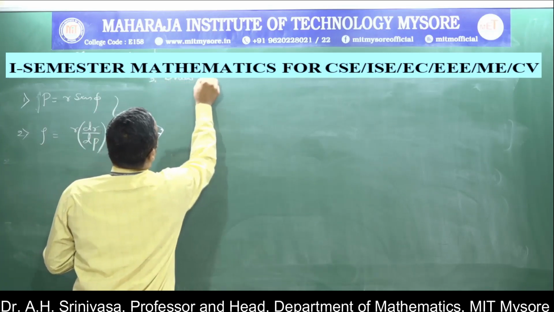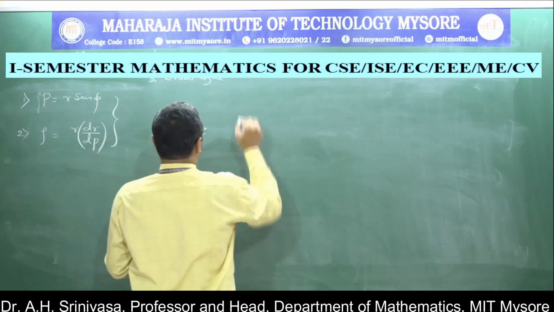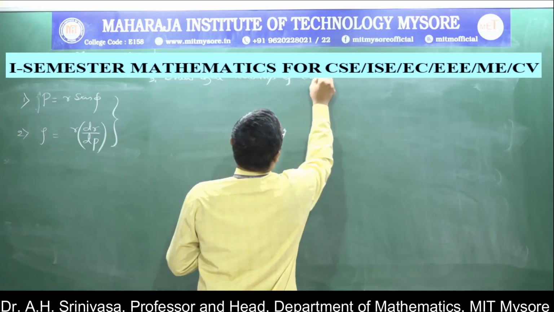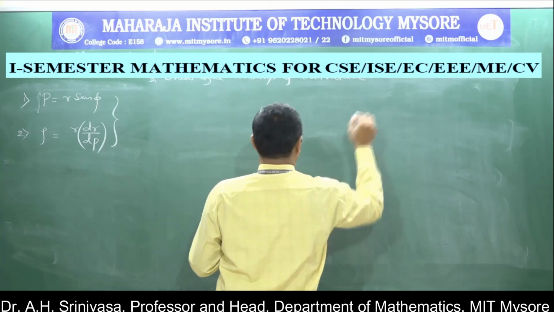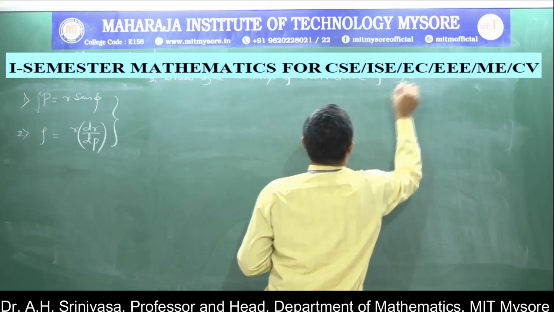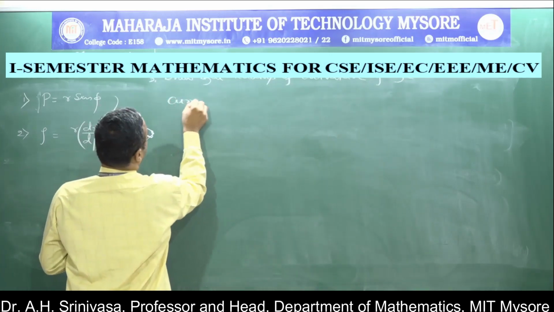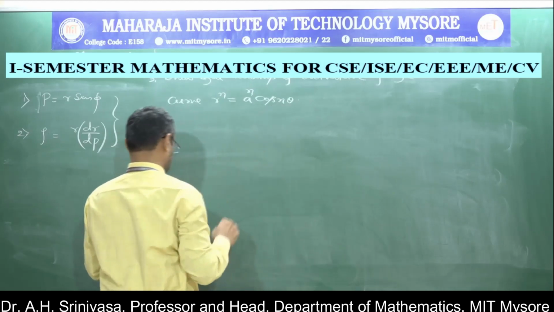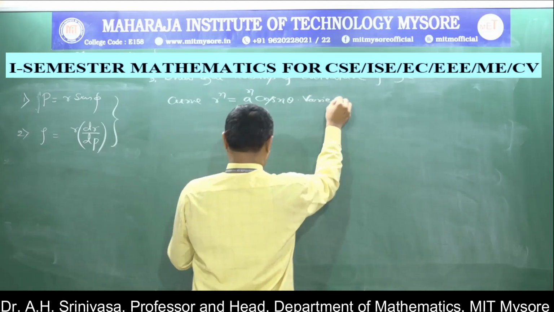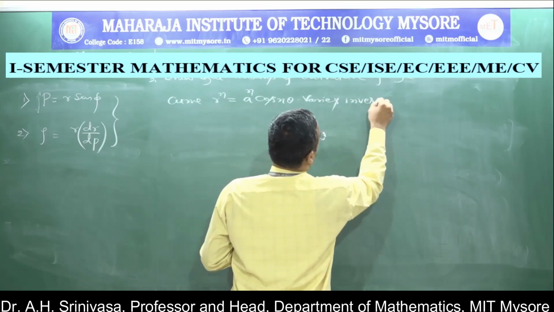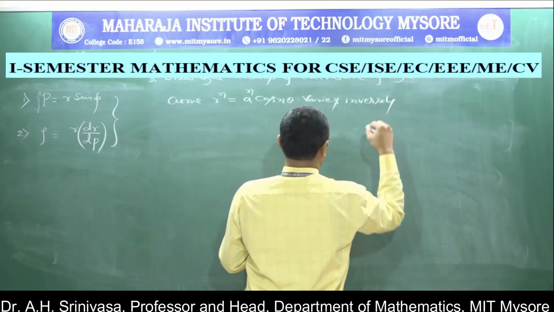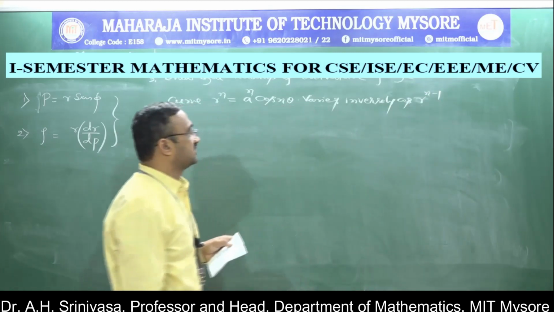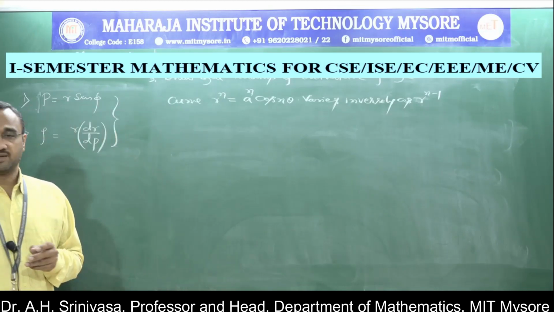Show that, sometimes they ask like that: show that the radius of curvature of the curve r^n = a^n cos n theta is inversely proportional to r^(n-1). Okay.